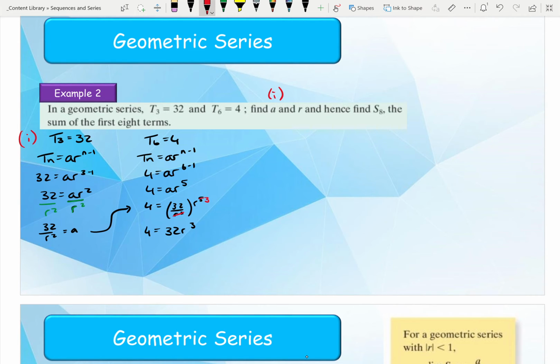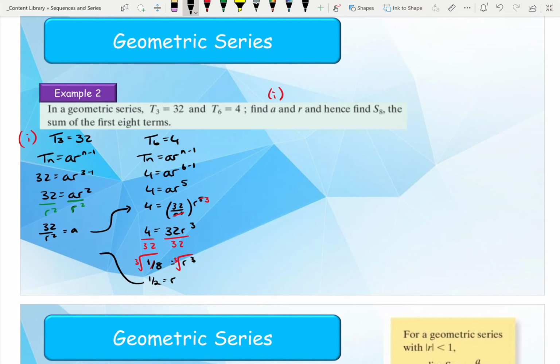Divide both sides here by 32 to get rid of the multiplying, which is going to give me 1 over 8. So again, here now I have 1 over 8 is equal to r cubed. And to get rid of my cubed, we always do the inverse, which I know is going to be a cubed root, and I end up with a half is equal to r.